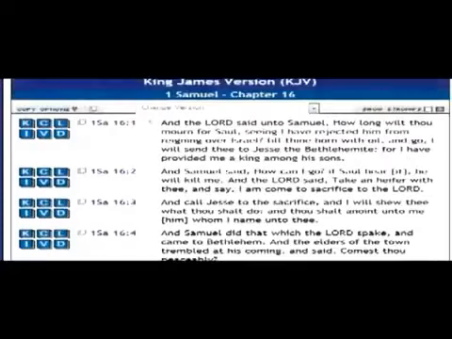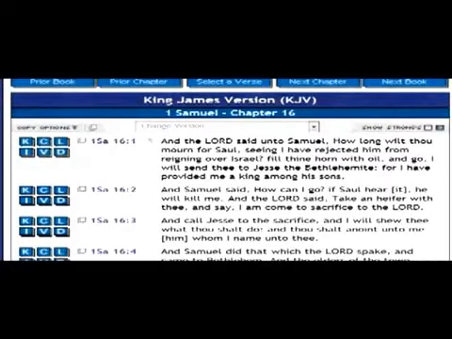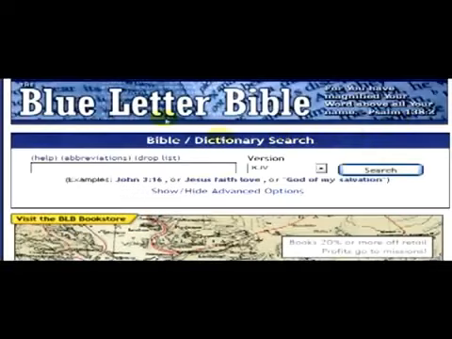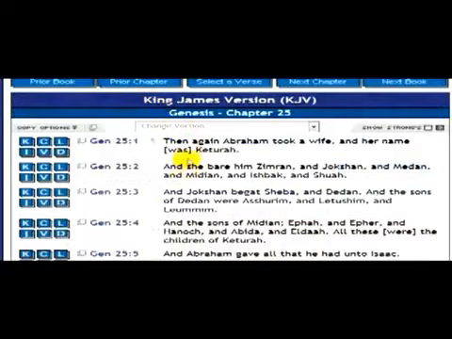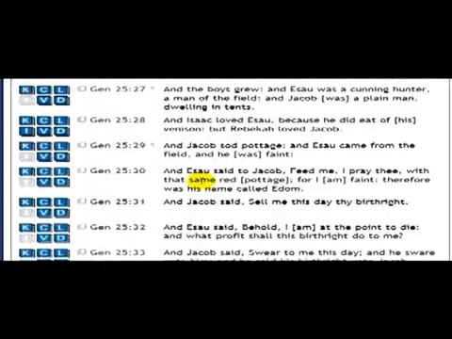Let me roll up here real quick. Genesis 25, and I want to show you something. This is Genesis 25 and 30. It says, "And Esau," I'm sorry, I started at 29. "And Jacob sod pottage, which was red, which had raw meat in it. And Esau came from the field, and he was faint. And Esau said to Jacob, Feed me, I pray thee, with that same red pottage, for I am faint. Therefore was his name called Edom."